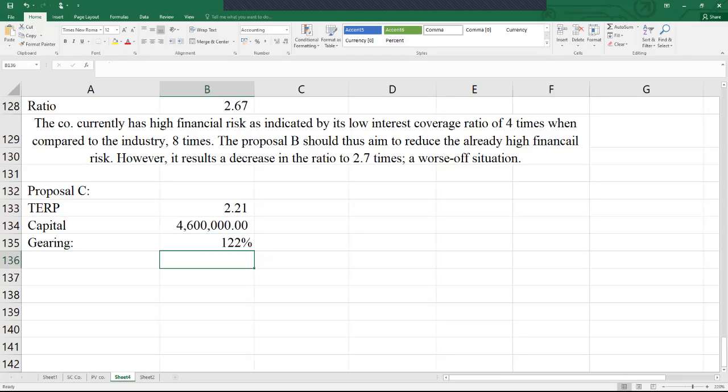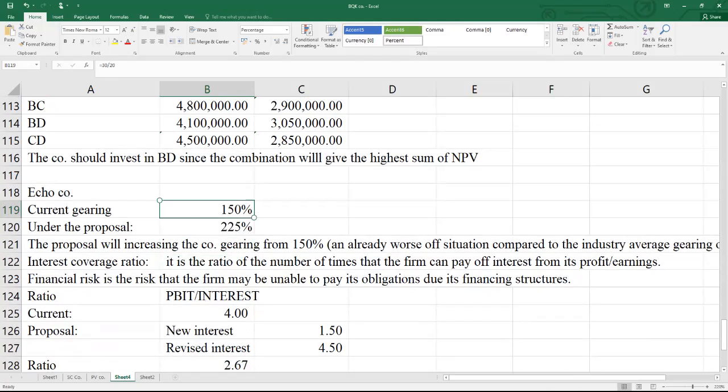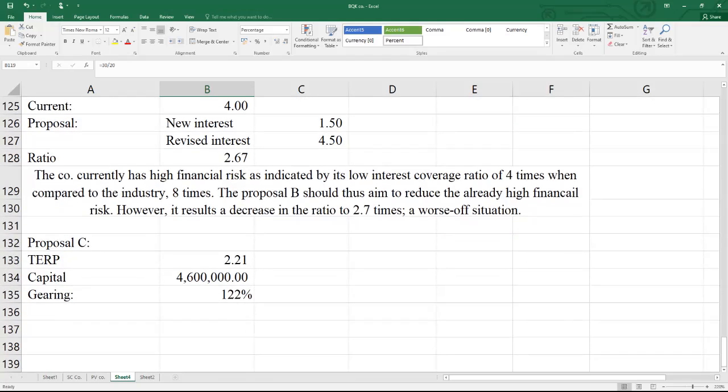That gives us therefore 122%. We go for the gearing in the company after the company has issued shares. So it is decreasing, but it's still too high. Don't forget, it has decreased from, I think it was 150. Yes, don't forget here it was 150 before. Now this has decreased to 122%. It's an improvement, but not the very best improvement. Okay, but it's an improvement.